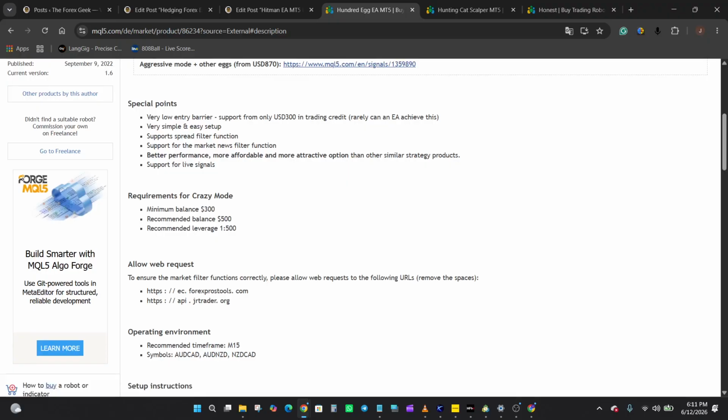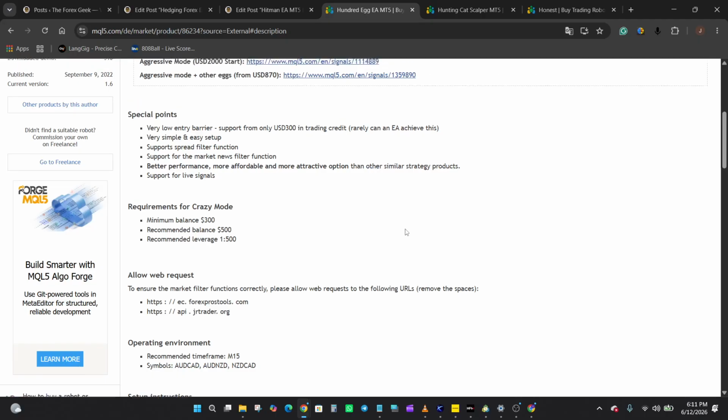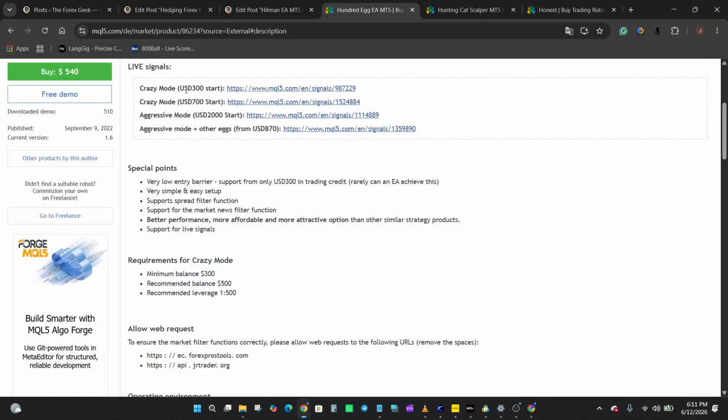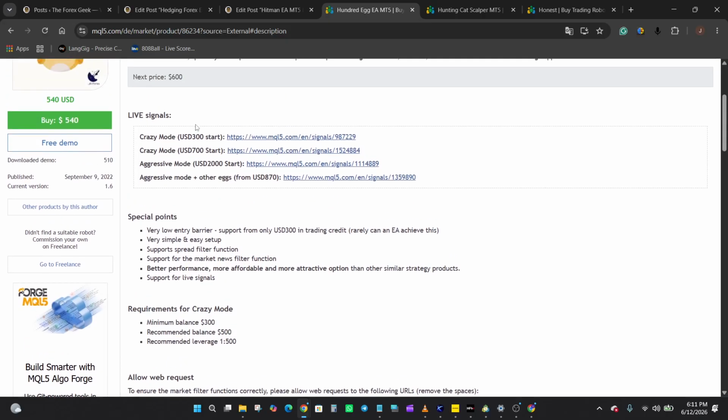Another useful detail provided by the developer is the recommended account setup. The listing mentions balances ranging from $300 for the crazy mode configuration, along with leverage recommendations and access to several live signal examples that showcase different operating modes.